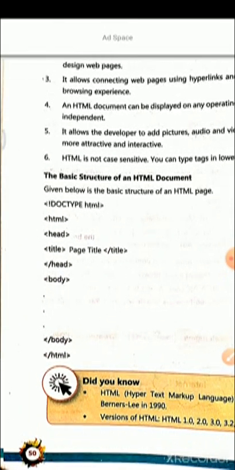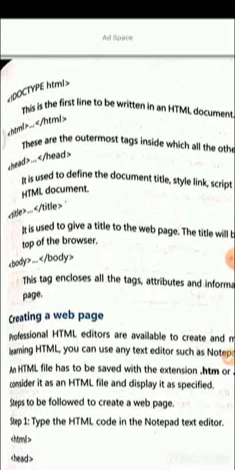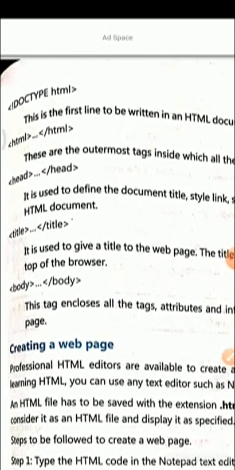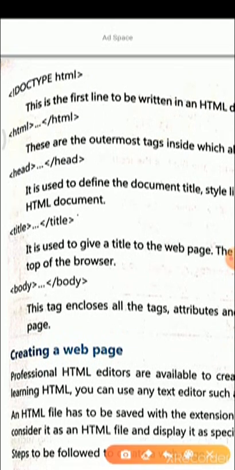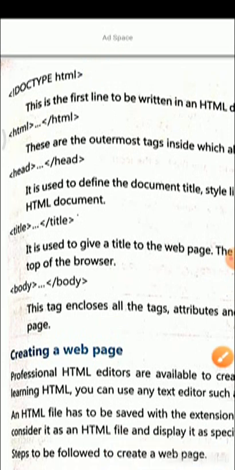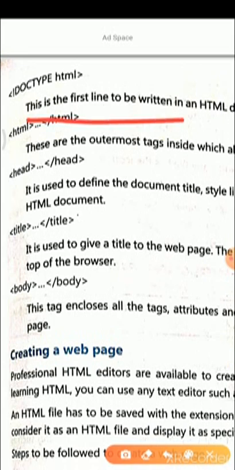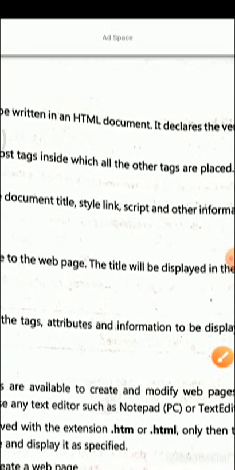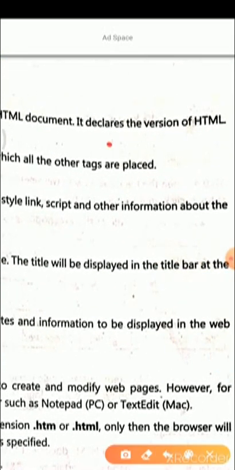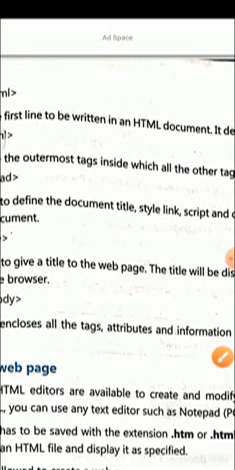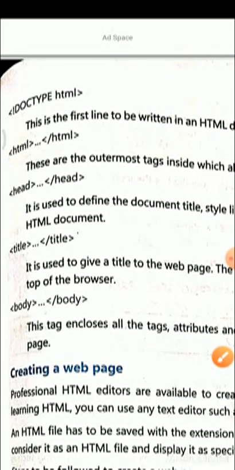Now the third page of your unit is, see, whatever I have explained, the same thing is given in your book. So please read this. The first one is DOCTYPE HTML, which I have not explained, but see, this is the first line of the HTML code. It declares the version of HTML.